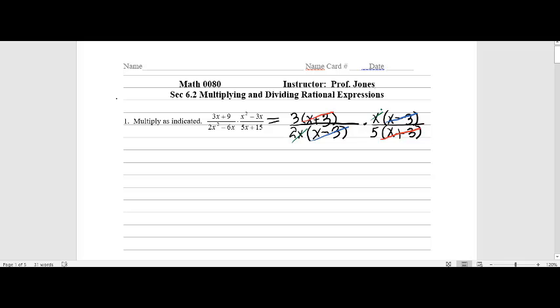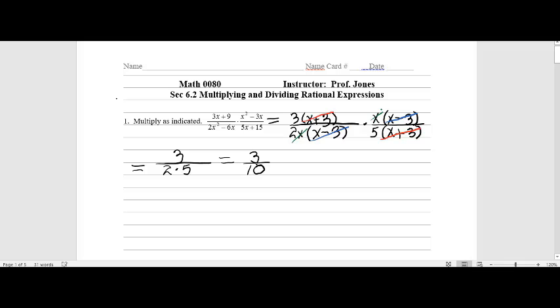Now, I would have to write at least one of these factors of 1 if there were no other factors remaining, but I noticed that there is a factor of 3 left in that numerator. And in the denominator, I have a factor of 2 and a factor of 5. So this problem winds up being 3 divided by 10.